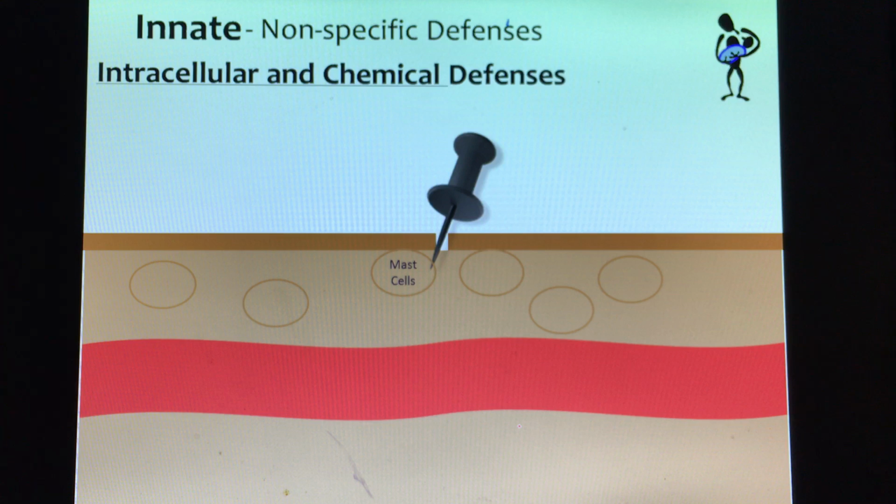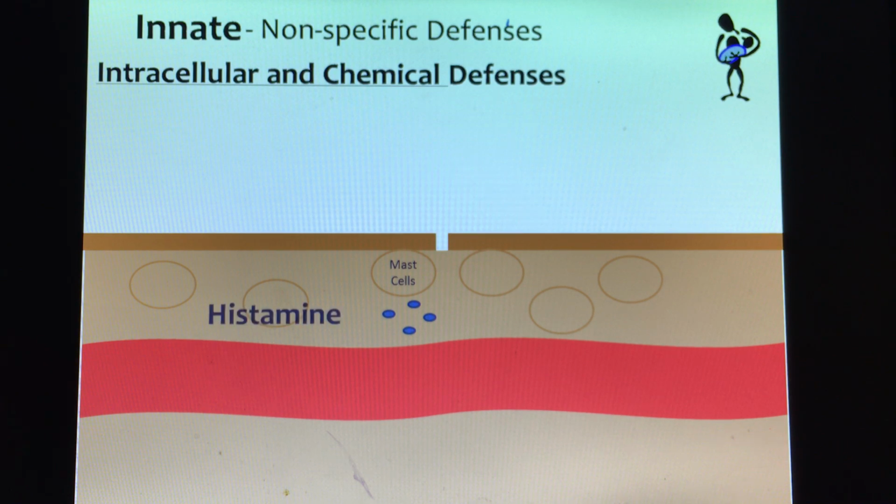So here, when our skin gets damaged, which is part of our first line of defense, our second line of defense is going to become activated. Here, the mast cells that are right below the surface of our skin become damaged. Now, these damaged mast cells are going to release a chemical called histamine. Now, histamine is going to cause a response in the blood vessels nearby, the capillaries. So the capillaries, in response to histamine, are going to dilate.